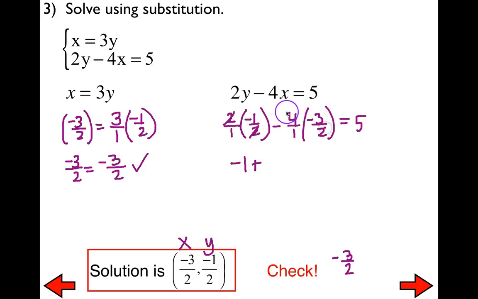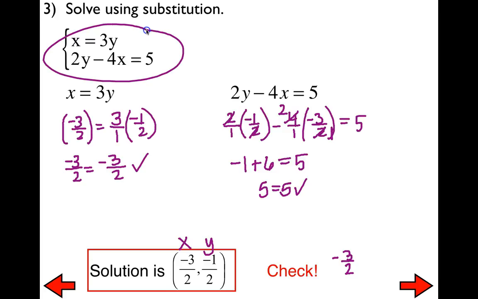2 divided by 2 and 4 can be reduced. 2 divided by 2 becomes a 1. 4 divided by 2 becomes 2, so I'm left with a 6. And again, because I already took care of the sign, I said negative times a negative is a positive. I didn't have to worry. So this is going to equal 5. Negative 1 plus 6 is a 5. 5 equals 5. So this checks out. So since it works for both, I can confidently say that the solution to this system is going to be negative 3/2, comma, negative 1/2.